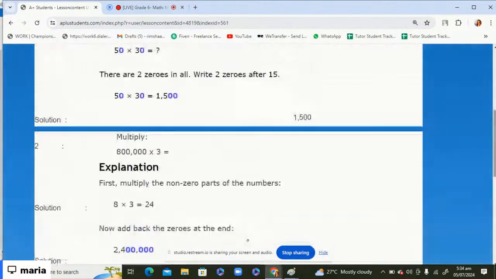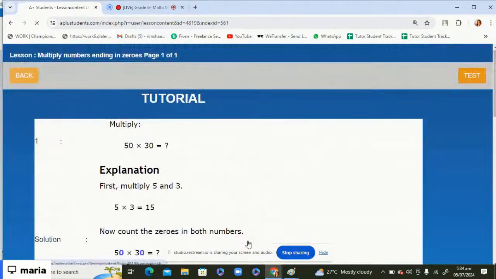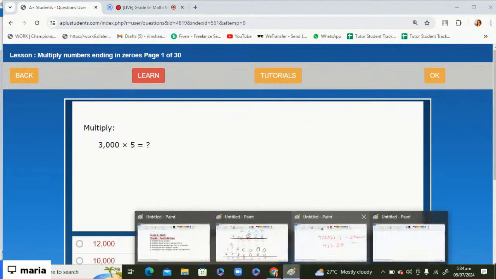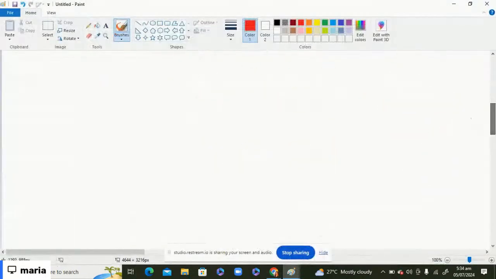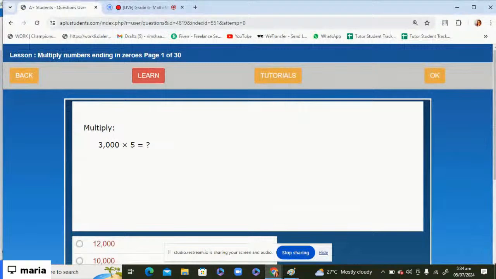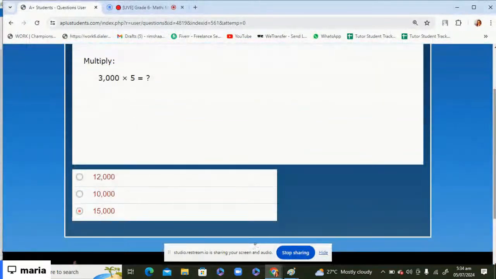Okay, now let's do the test questions. 3,000 times 5. This is so easy. 3,000 times 5. As we know, 3 times 5 is 15. And how many zeros? 1, 2, and 3. Here it becomes 15,000.